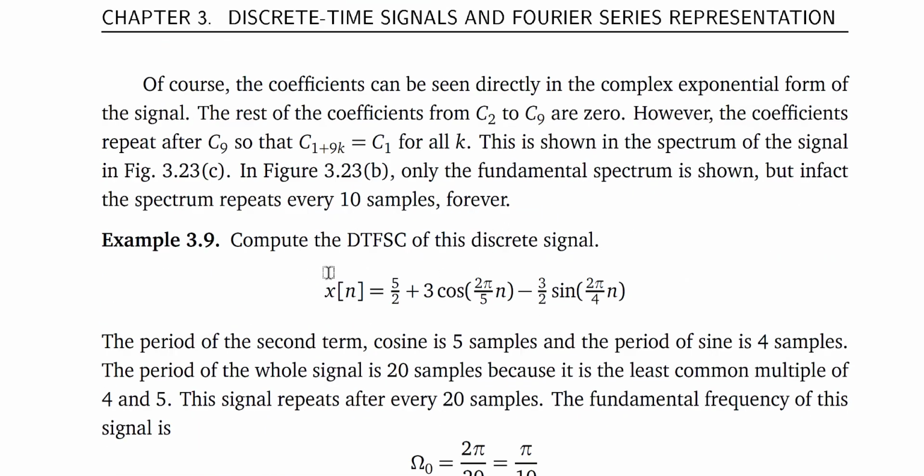Okay, so here's another one. We are going to want to compute discrete time Fourier series coefficients for this signal. It's a discrete signal. It has a DC component, then there's this cosine and a sine.